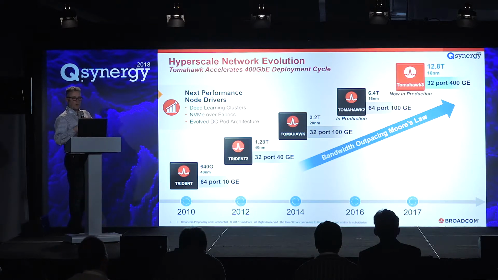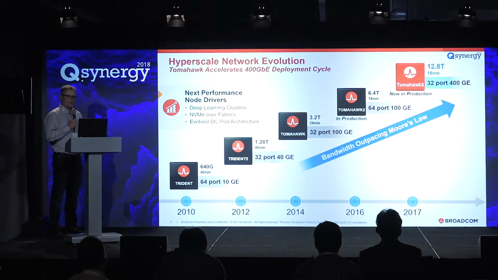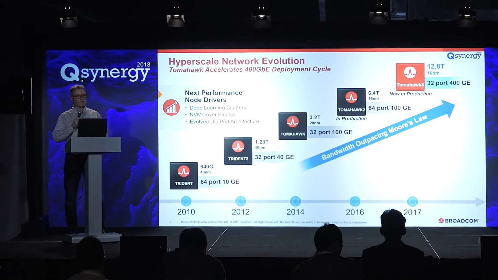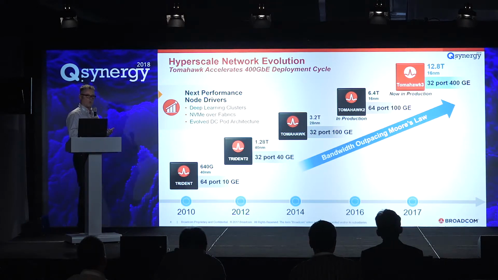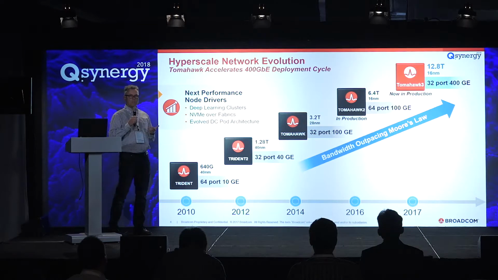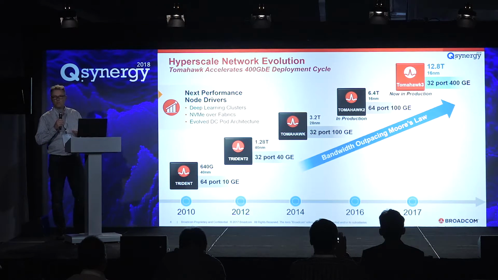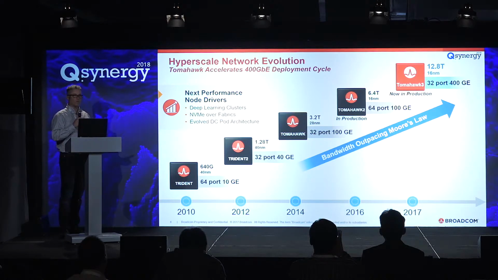This was shown a little bit earlier. In addition to getting the chips out and into production quickly, you'll see that the pace has actually picked up. Typically, there was a cadence of about 18 to 24 months between chip generations. The Tomahawk 3 is actually 1 year behind Tomahawk 2, our previous 6.4T chip.